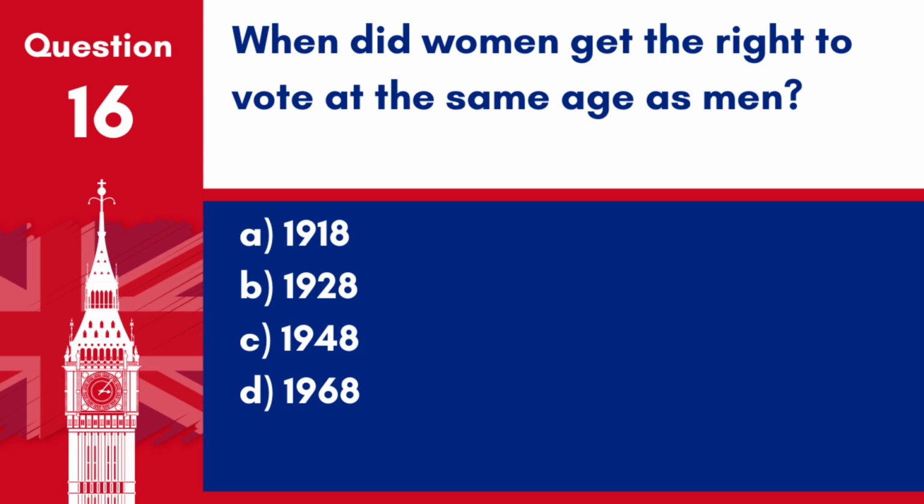Question 16. When did women get the right to vote at the same age as men? A. 1918. B. 1928. C. 1948. D. 1968. Answer B. 1928. Women in the UK gained the right to vote at the same age as men in 1928.